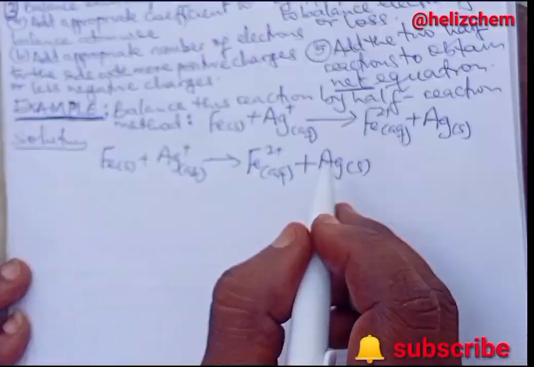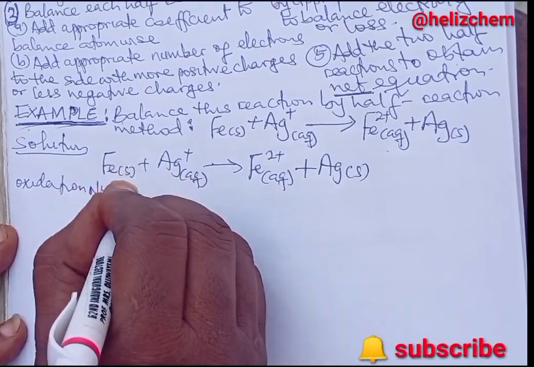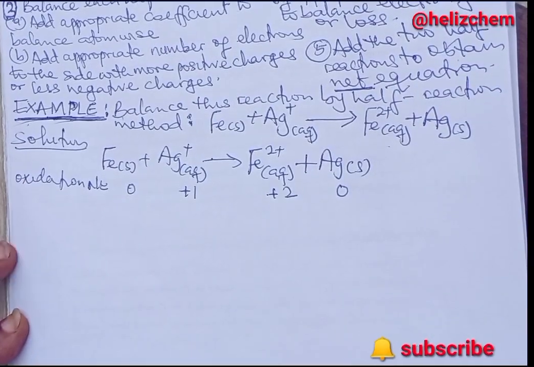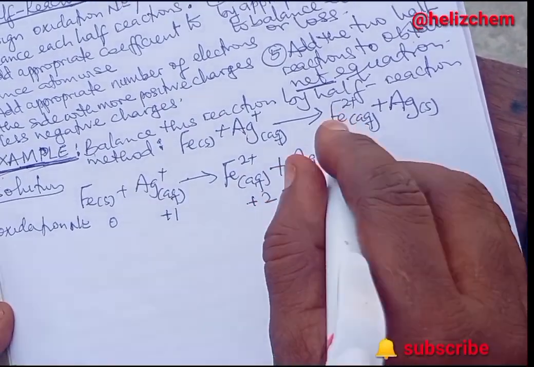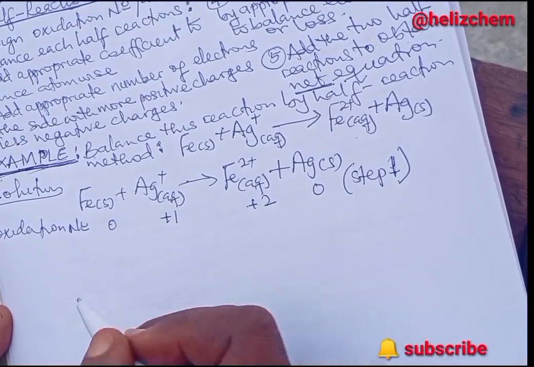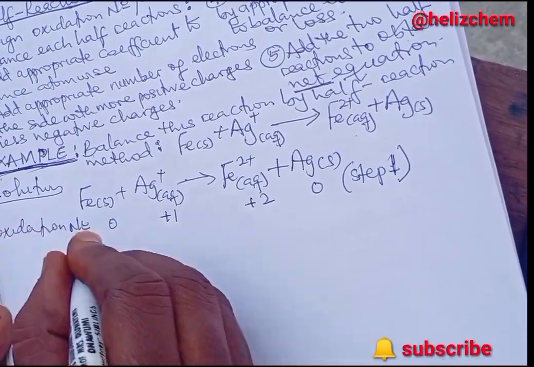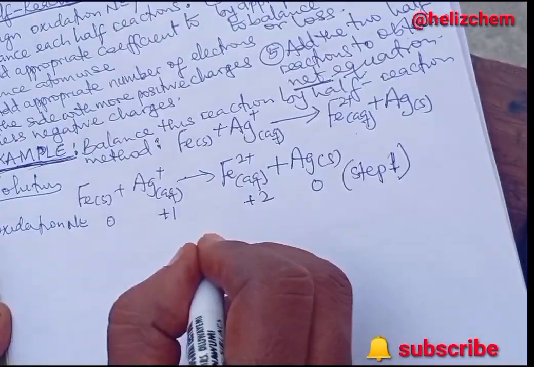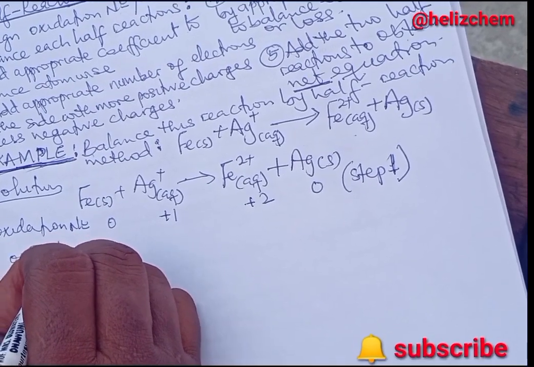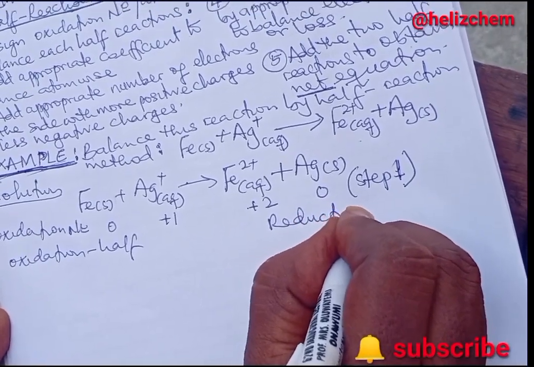Then our step number 1 says assign what? Oxidation number. So this will be 0, +1, +2, 0. So we have assigned oxidation number. This is step 1 now. Step 2 says separate into 2 half reactions. So we want to separate into 2 half reactions, which is oxidation half and reduction half. So this is oxidation half, this is reduction half. We are separating.